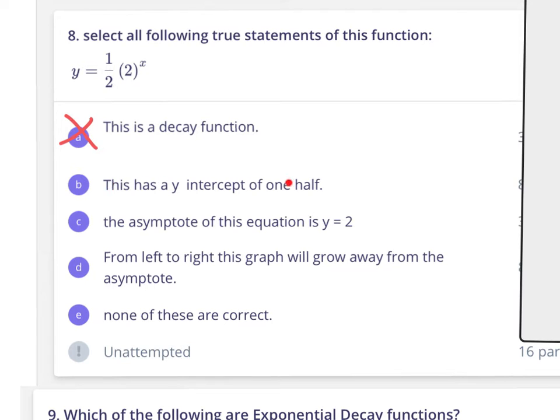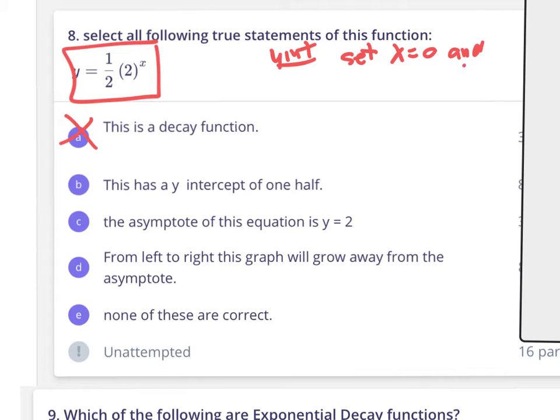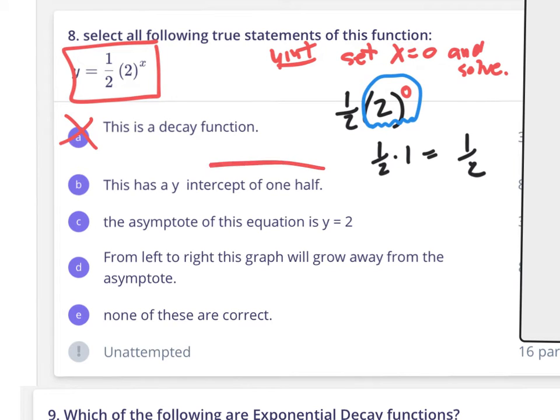This says this has a y-intercept of 1/2. Well, let's find the y-intercept of this function. How do you find the y-intercept? You set x equal to 0 and solve, right? So let's do exactly that. We have 1/2 times 2 to the power of 0. And when we work this out, we'll get 2 to the 0, which is 1, right? 2 to the 0 is 1. So you really do have 1/2 times 1, which really is 1/2, which means that this guy is a true statement. This has a y-intercept of 1/2. When we set x equal to 0, and when we solve, we get 1/2, which means that the y-intercept is 1/2.